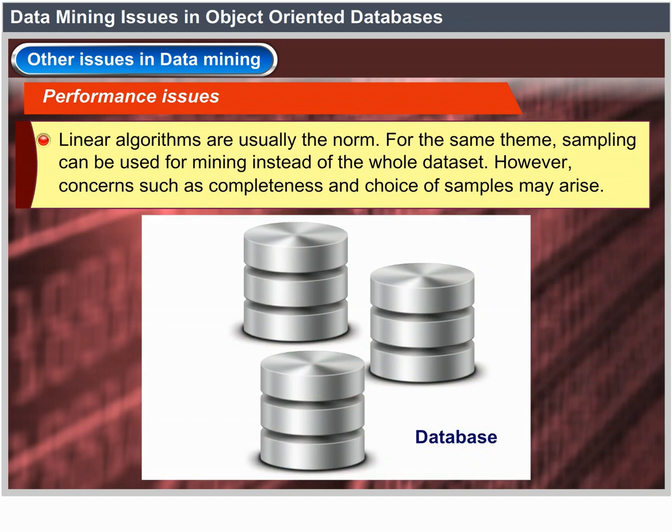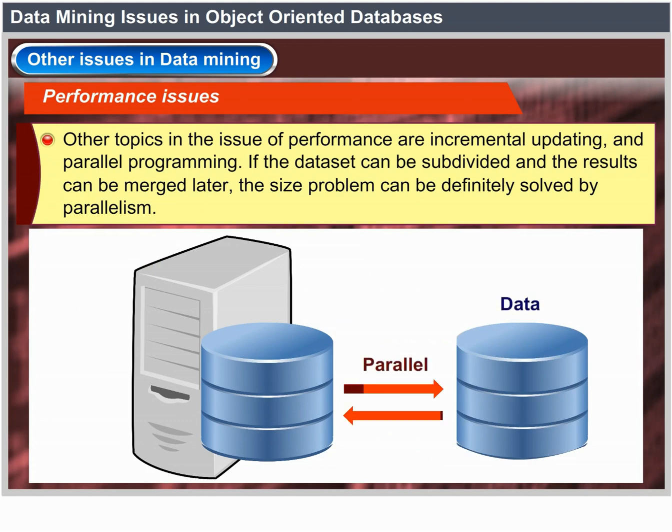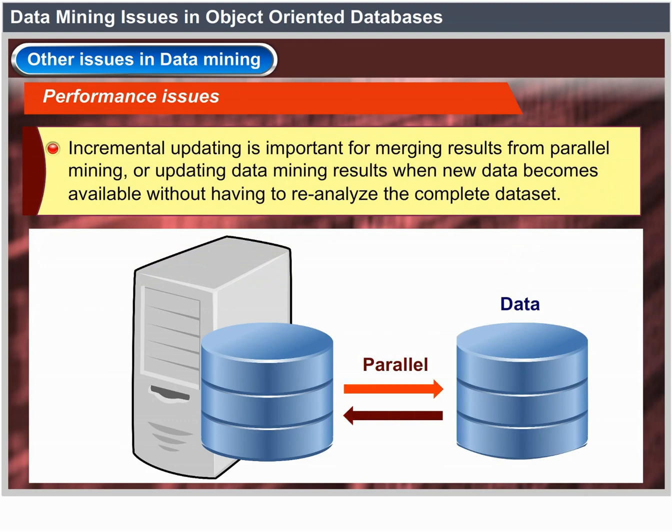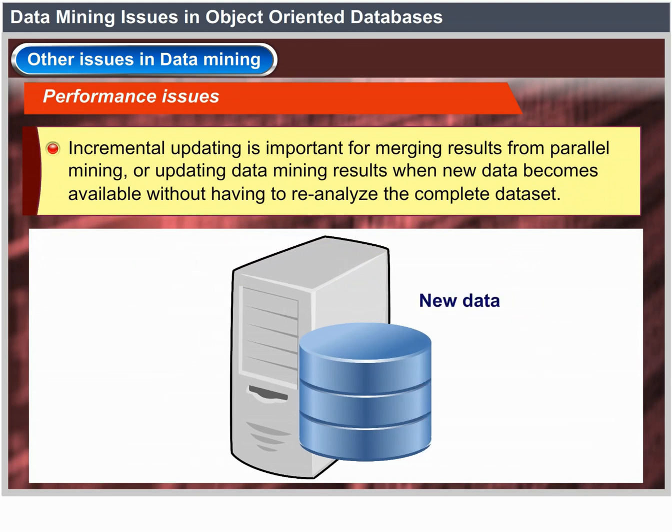In the same theme, sampling can be used for mining instead of the whole data set. However, concerns such as completeness and choice of samples may arise. Other topics in the use of performance are incremental updating and parallel programming. There is no doubt that parallelism can help solve the size problem if the dataset can be subdivided and the results can be merged later. Incremental updating is important for merging results from parallel mining or updating data mining results when new data becomes available without having to reanalyze the complete dataset.